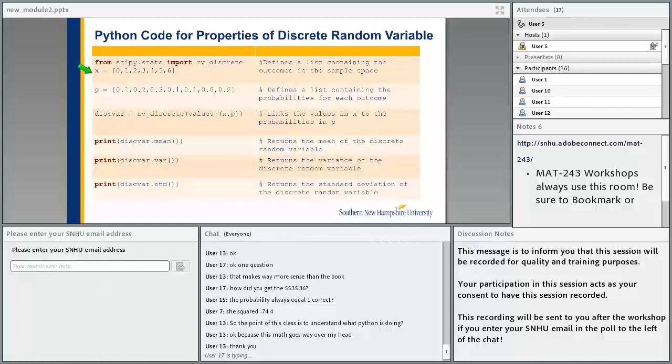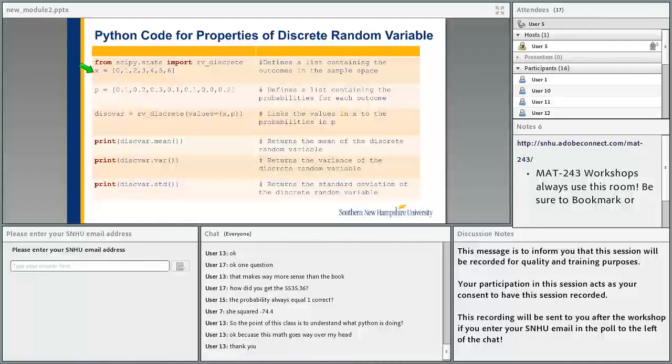So here, you're going to be looking at the Python code and how we can do the mean, the variance, and the standard deviation, how we can do them using Python instead of doing all the tables and doing all the math that we just did. So we need, from scipy.stats, we have to import rv_discrete. So we are importing a class from a module.